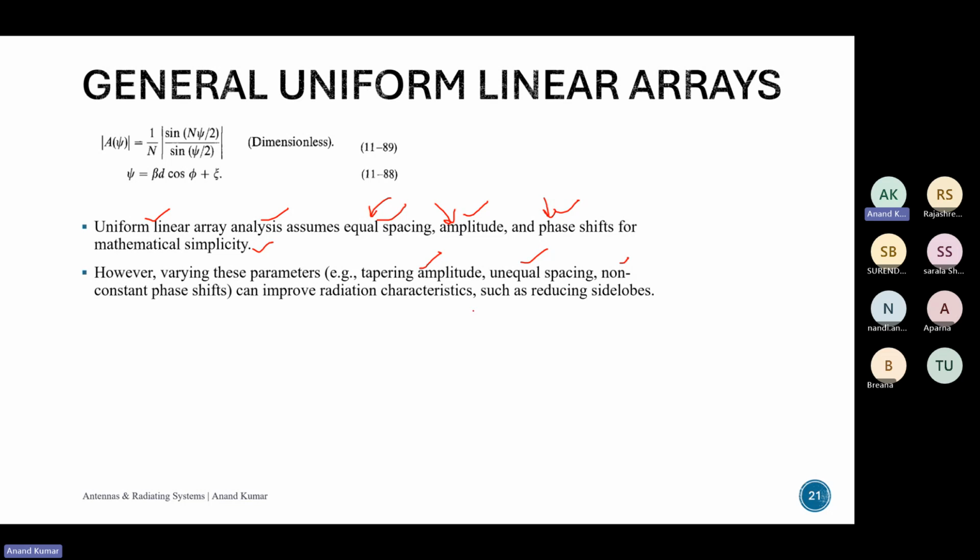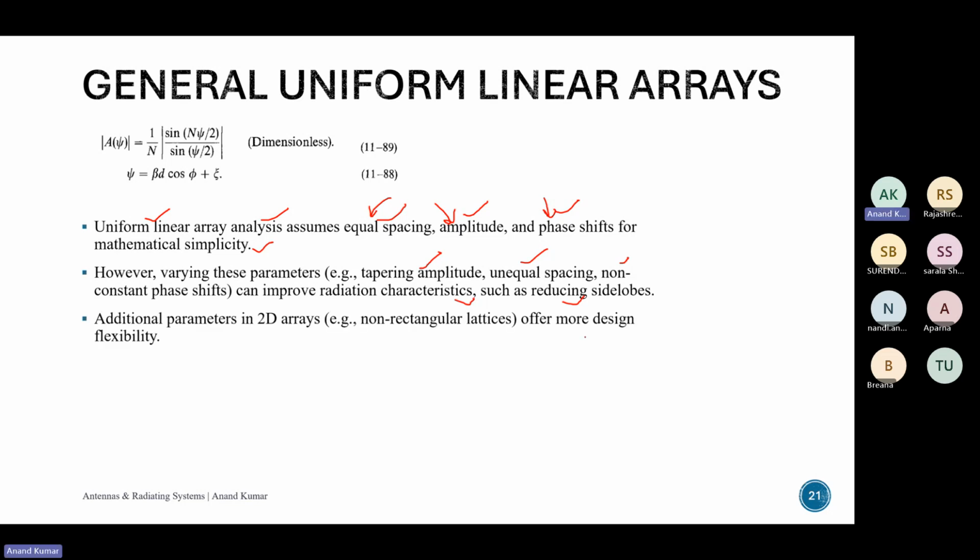Can improve the radiation characteristics, such as reducing side lobes or attaining certain parameters such as grating lobes, which was suggested in the class. So those things can be achieved by varying these parameters. By changing the spacing, you could introduce nulls. By exciting different elements with different phases, you can introduce nulls or reduce the side lobes.